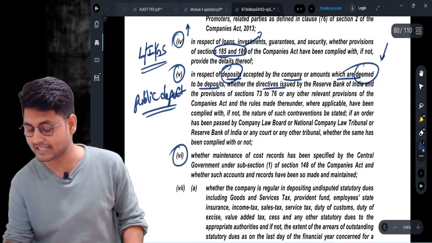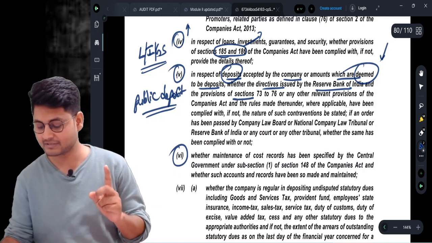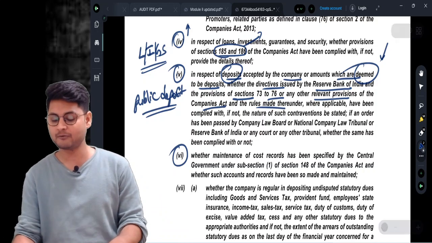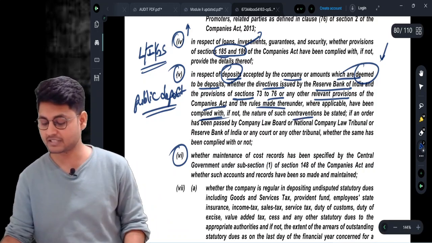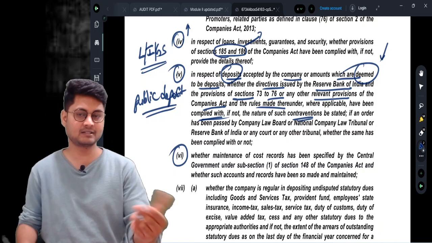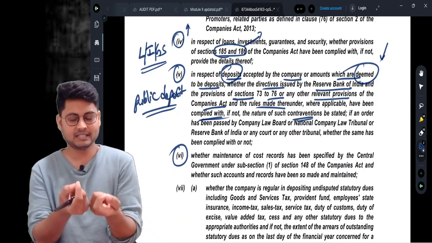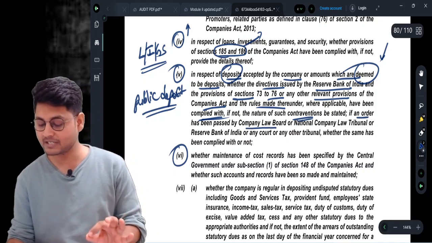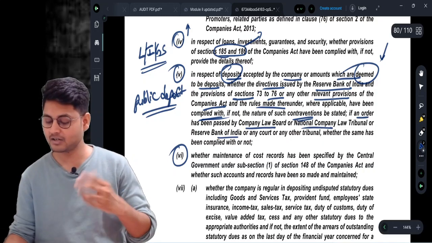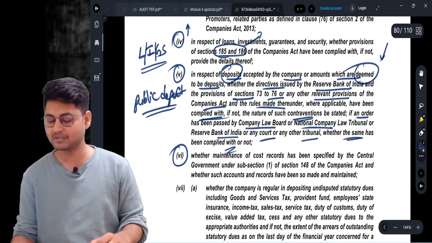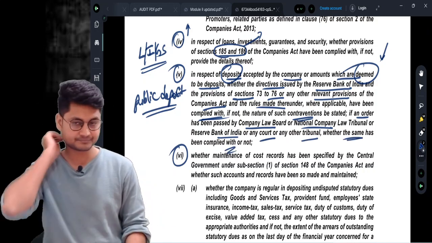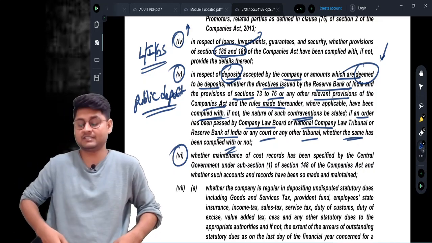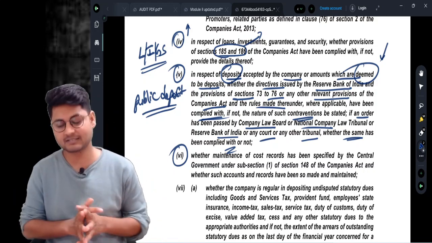Whether the directives issued by RBI, and sections 73, 76 and other relevant provisions of the Companies Act and rules made thereunder, where applicable, have been complied with. If not, the nature of such contraventions is to be stated, whether approvals were taken or not. And if an order has been passed by the Company Law Board, National Company Law Tribunal, RBI, or any court or tribunal, whether it has been complied with or not. When there is a default, there may be a court order or NCLT order which needs to be complied with by the company. Whether it is complied or not, we just need to report.